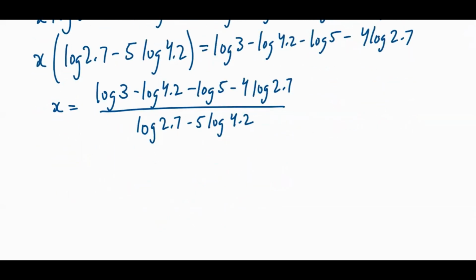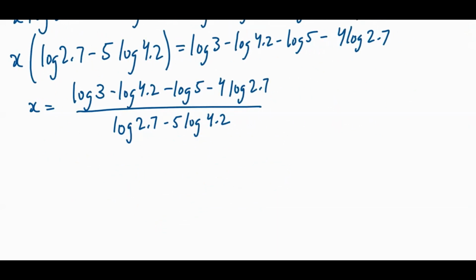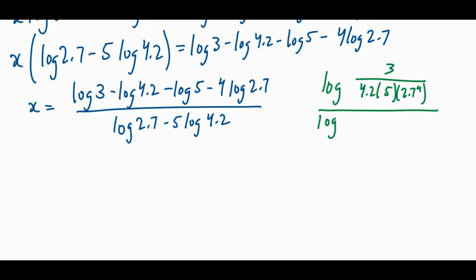Now you could, if you wanted, depending on your preference, depending on how you like to enter things into your calculator, use log laws: I'm subtracting logs with the same base, so I can put all of their arguments together. So this could be log of 3 divided by 4.2 times 5 times 2.7 to the 4, over log of 2.7 divided by 4.2 to the 5. A little bit easier to put in your calculator.